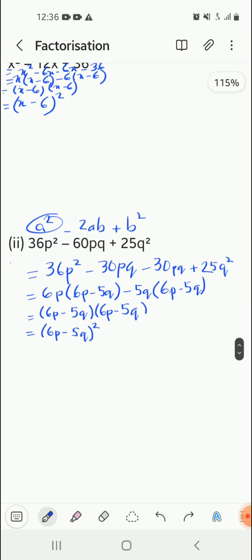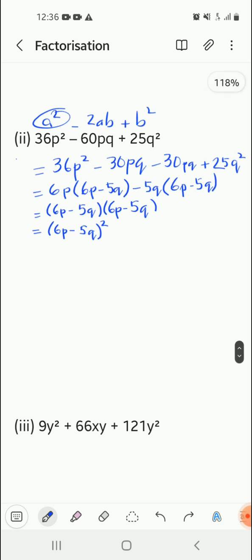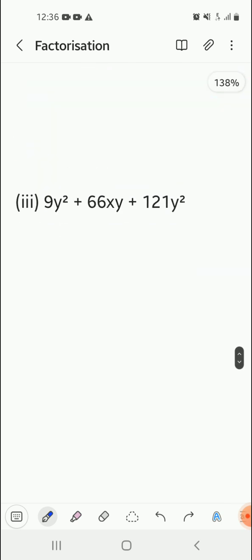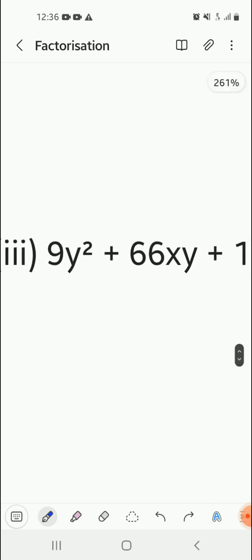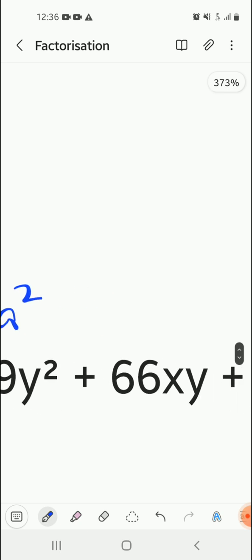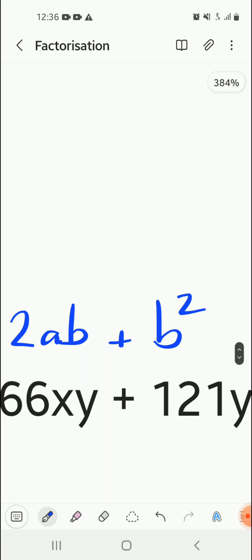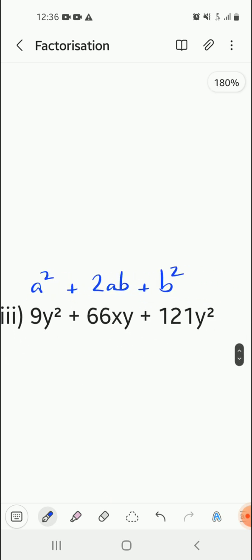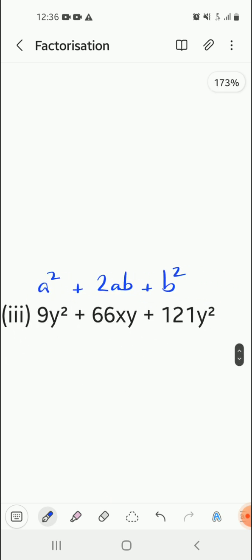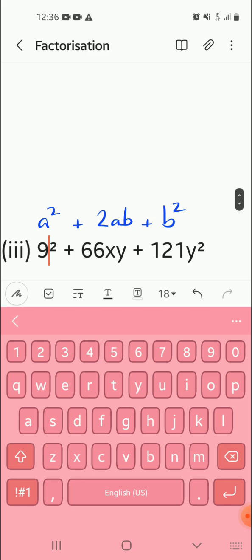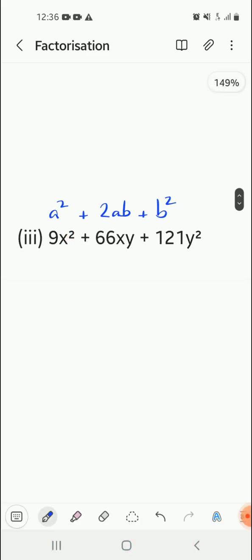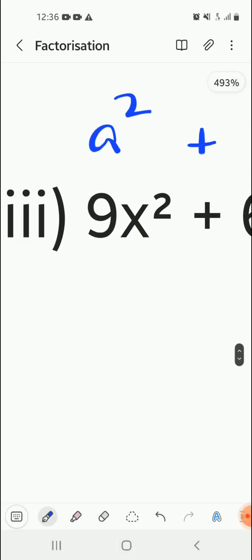Now moving on to the next question. 9x square plus 66xy. Again, observe the symbols. We have got all plus symbols, so it probably is the a square plus 2ab plus b square formula. So it resembles something like that. Over here it will be y square actually. It's a printing error. Okay. Now you see, so it resembles this formula. So now we're going to break it up.